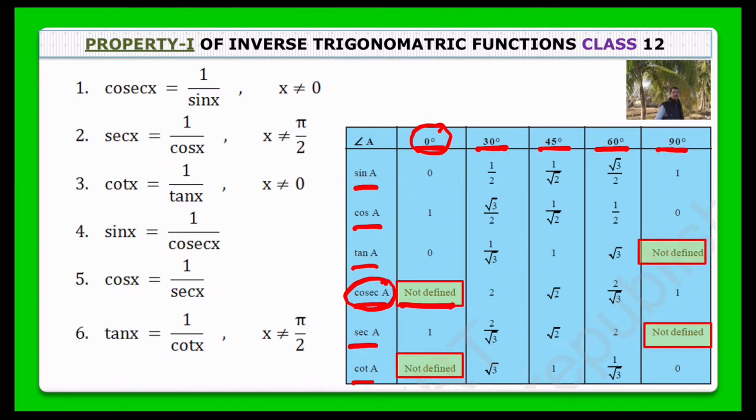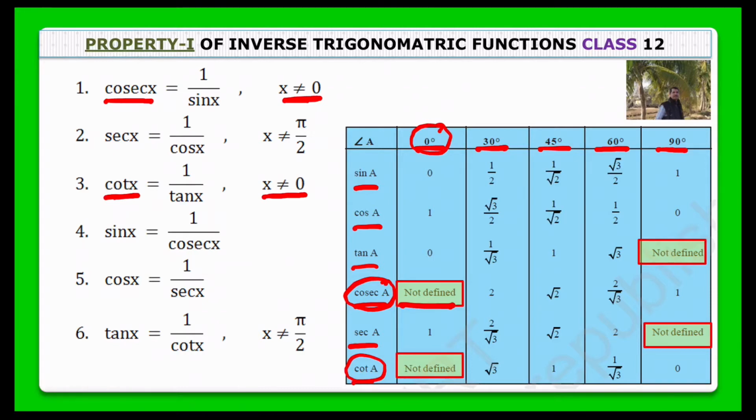So in the first, we have taken cosec x equal to 1 upon sin x, where x is not equal to 0. And similarly, cot A is not defined when angle is 0 degree. So cot x, here in the third, we observe that cot x is not defined when x is 0. So here the value of x is taken as not equal to 0.